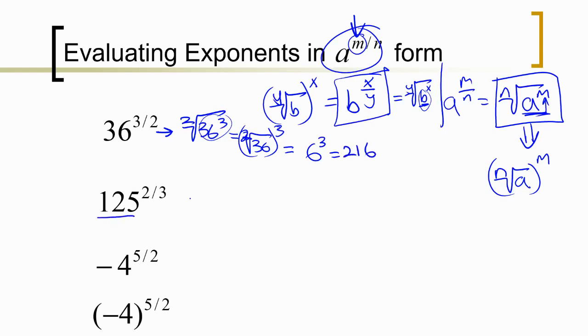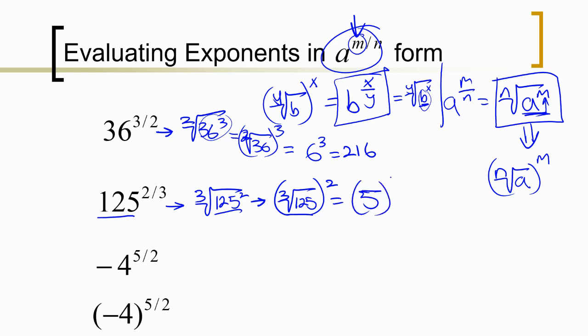When we take the 125, we could rewrite this to be the cube root of 125 to the second power. And again, I don't know what 125 squared is, but I do know the cube root of 125 and then squared. The cube root of 125 is 5 because 5 to the third is 125. And then I know that 5 squared is 25.